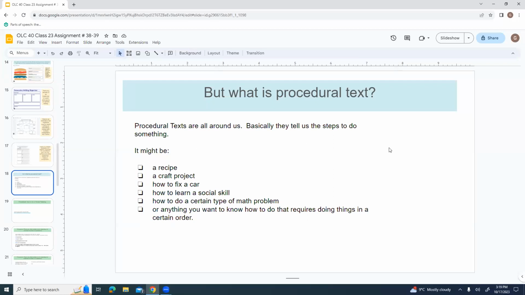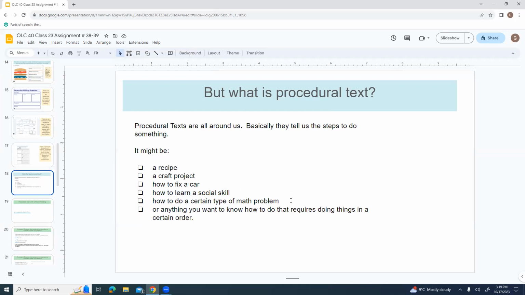Okay, so procedural texts are all around us. Basically, they tell us the steps to do something. It might be something like a recipe, a craft project, how to fix a car, how to learn a certain type of social skill. Like, oh, this is the way to impress interviewers at your job interview. How to do a certain type of math problem, right?